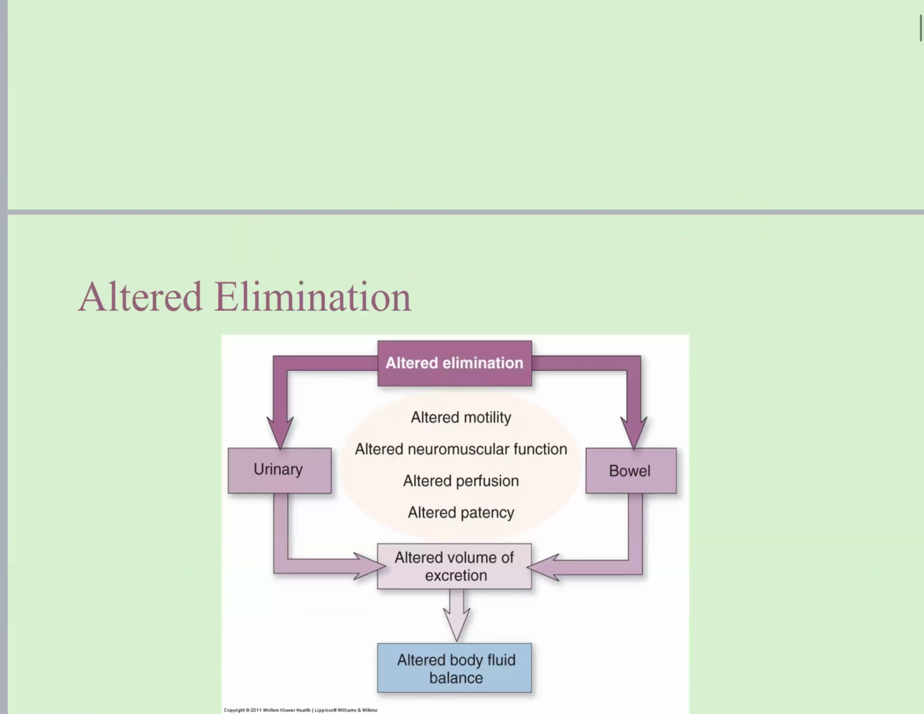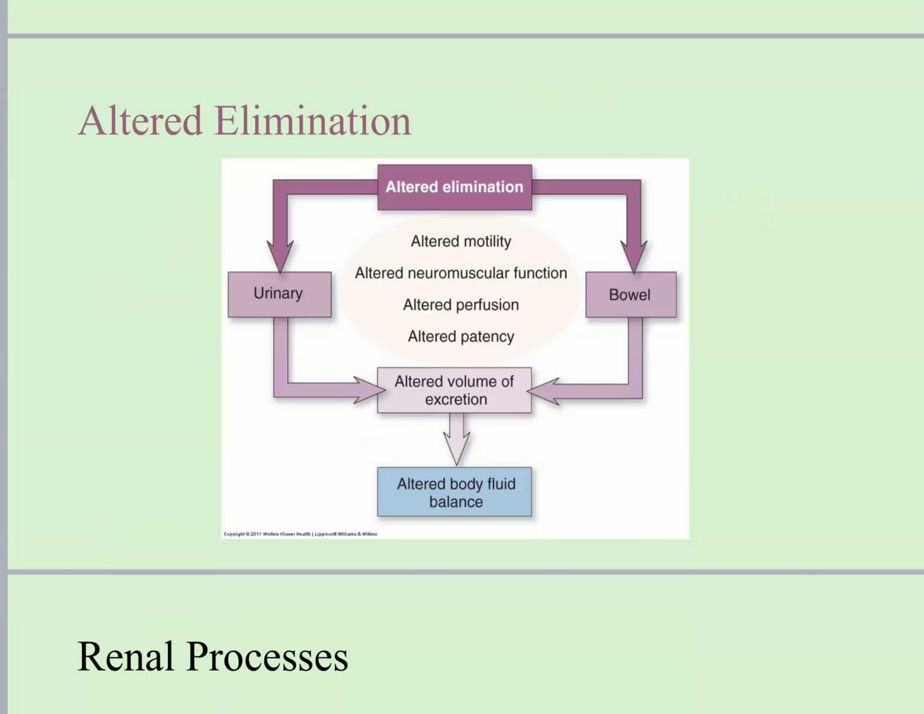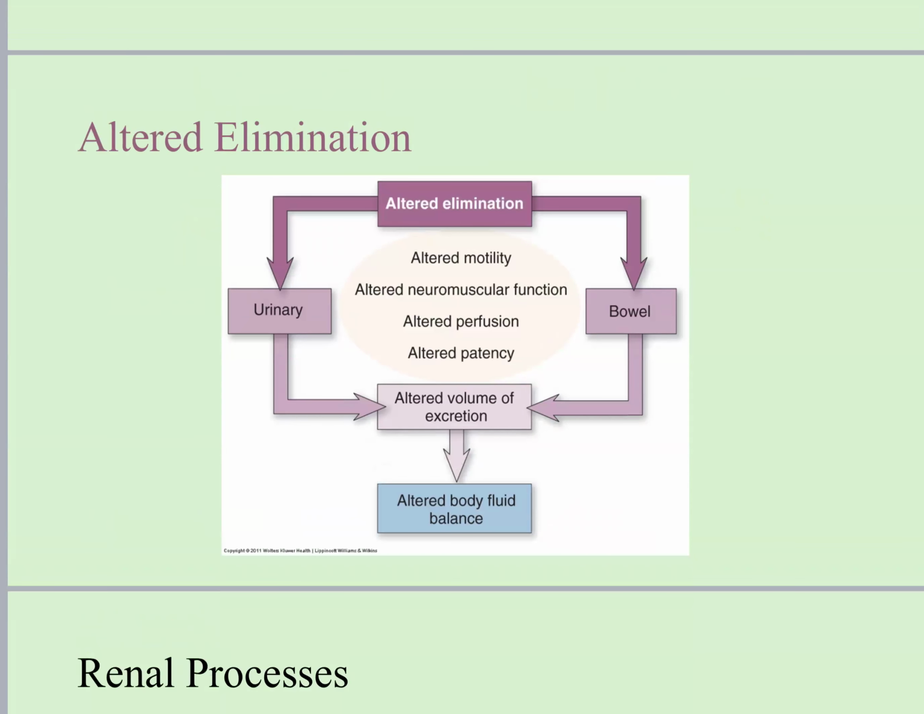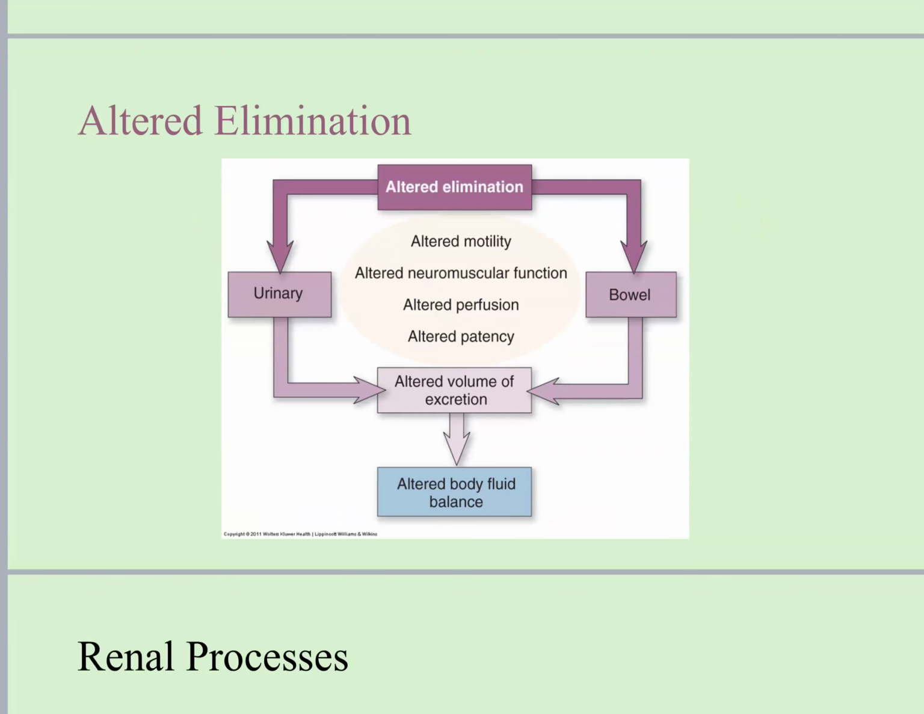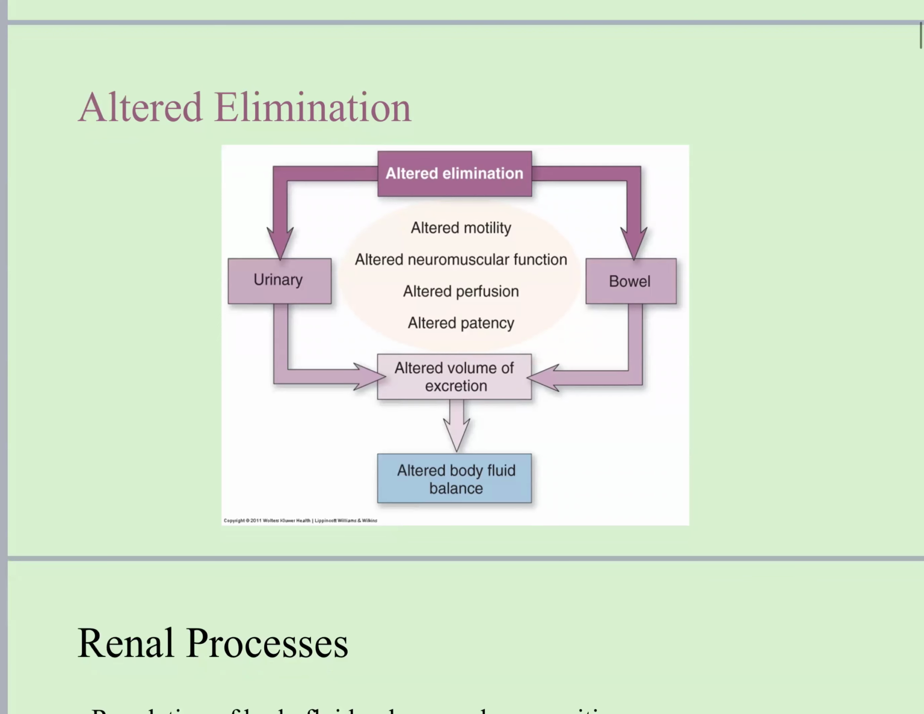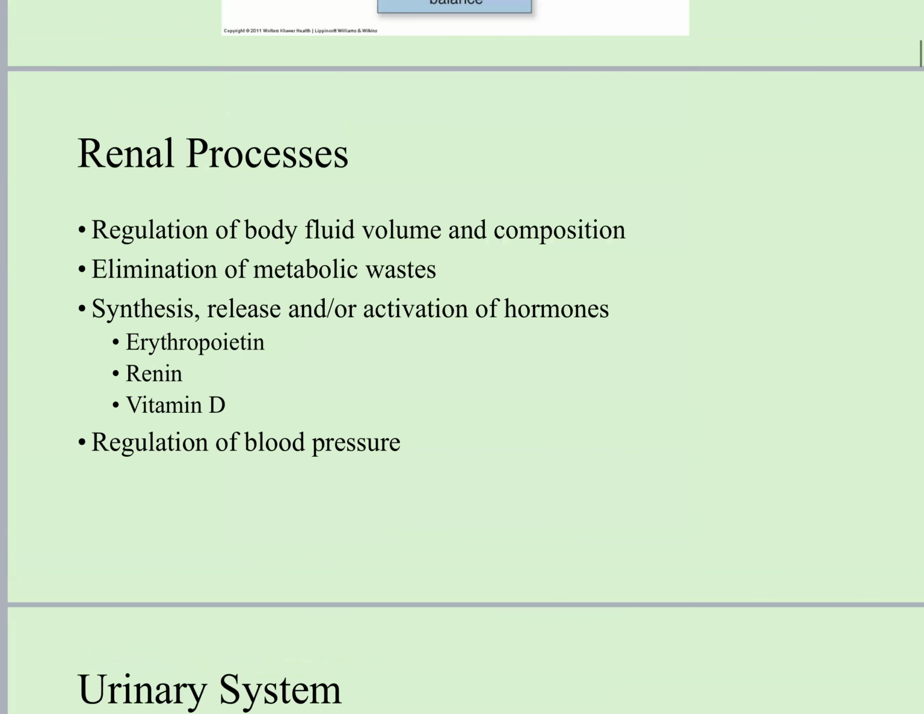So here's a little diagram. We're going to talk today about urinary elimination. We've already discussed bowel elimination a little bit, but the commonalities they have is that you can have altered motility, altered neuromuscular function, altered perfusion, altered patency, and these all result in altered volume of excretion, which has implications for our body fluid balance. So let's dive into some renal processes.